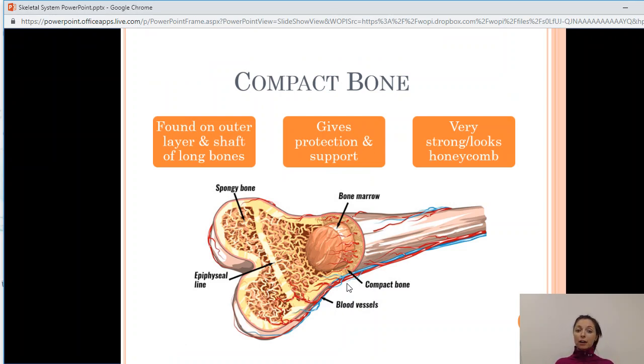They're found on the outer layer and the shaft of long bones. They give protection and support because they're dense. They're much, much stronger than the head or the epiphysis of the long bone. And they're super strong, and they look like a honeycomb when you actually zoom in with a microscope.